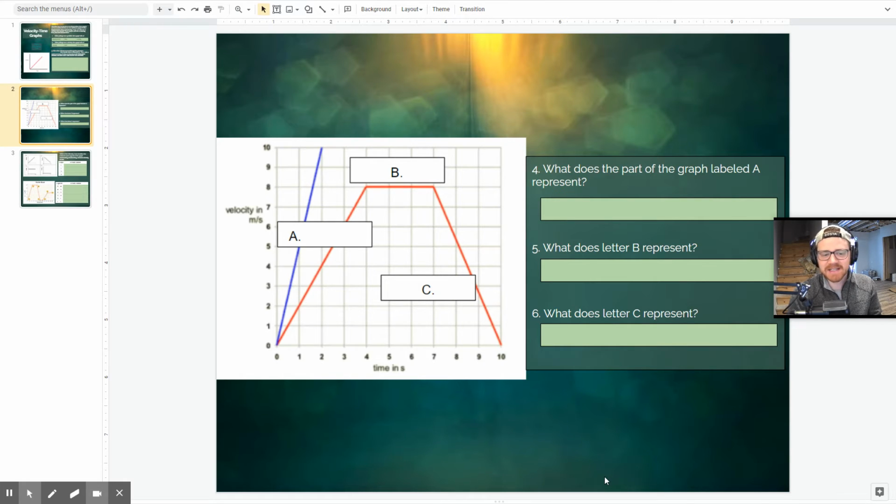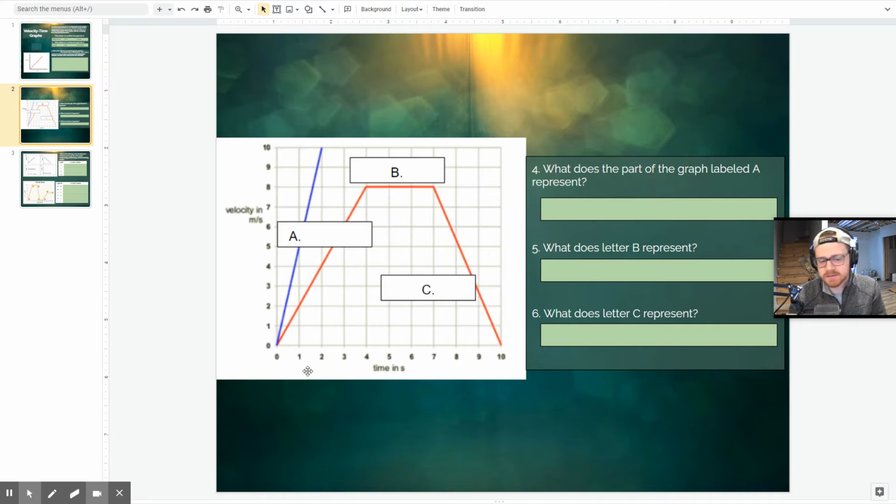So looking at this graph here, we'll use this graph as kind of a template. We'll use this graph as a means to talk about what a velocity time graph is supposed to show us. As we see here, like I mentioned earlier, we've got velocity over here on the y-axis. We have time here on the x-axis. And make sure you notice the units. Velocity is in meters per second. Time is in seconds.